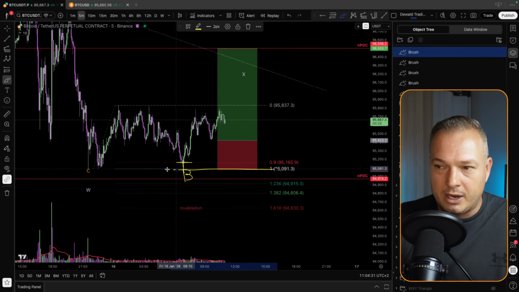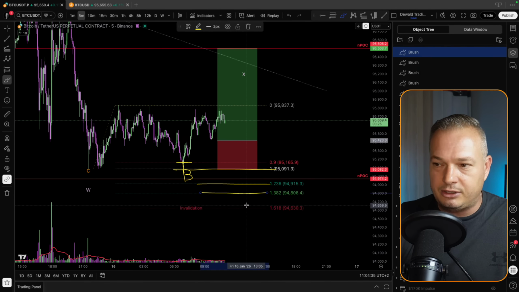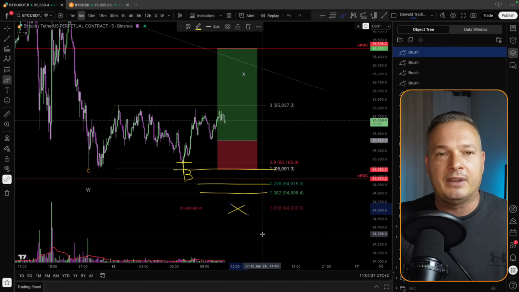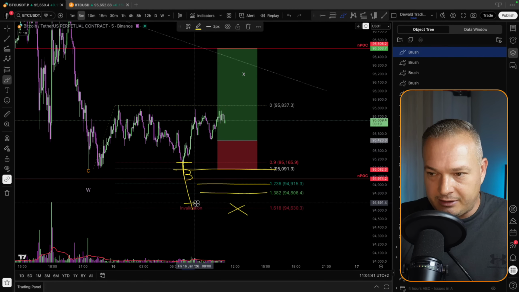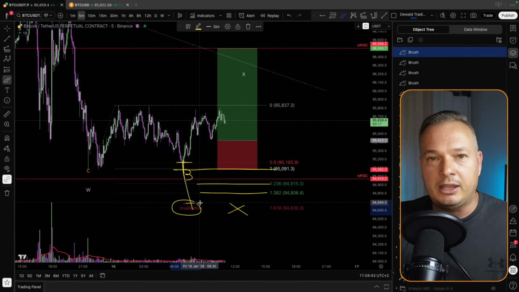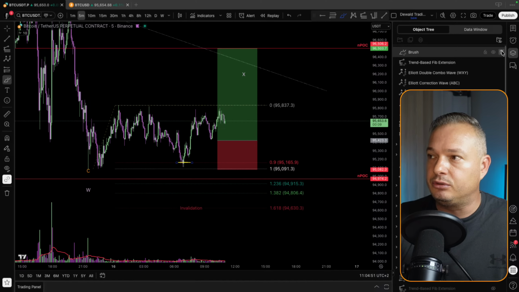If we took the low, I was going to pay attention to the 1-to-1 extension, 1.236, 1.382, and the 1.618 was my invalidation. If price fell further and claimed my invalidation, I was no longer interested in a long. Okay, so this is how I was planning to trade this morning.